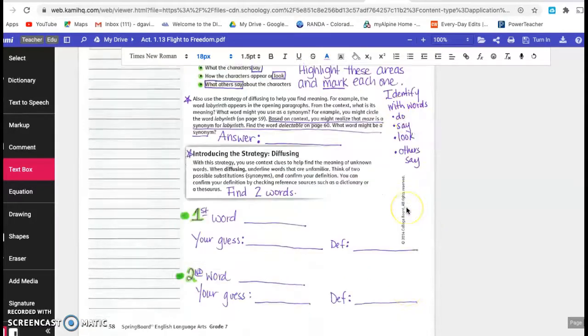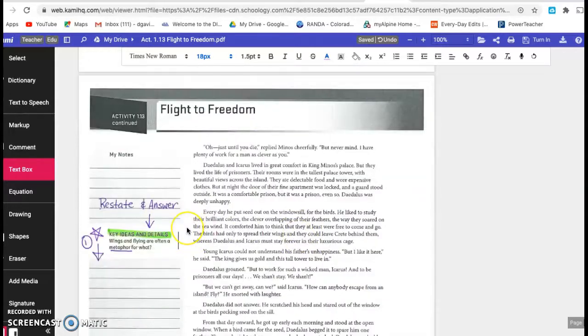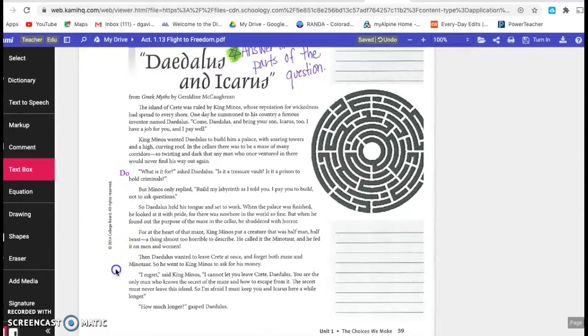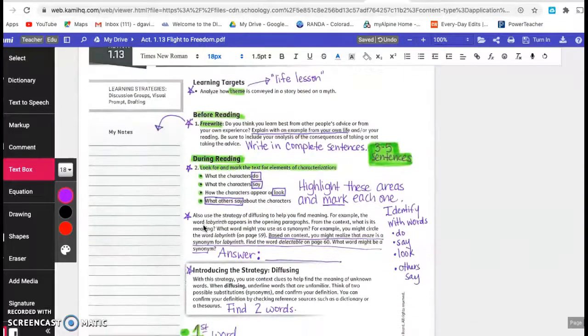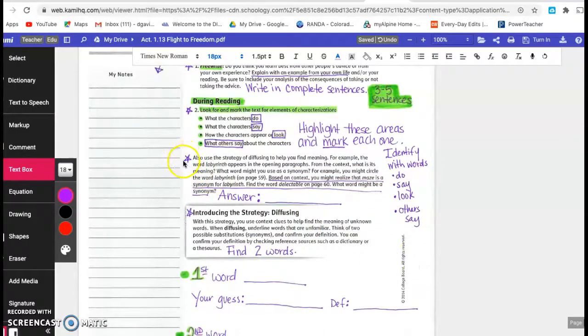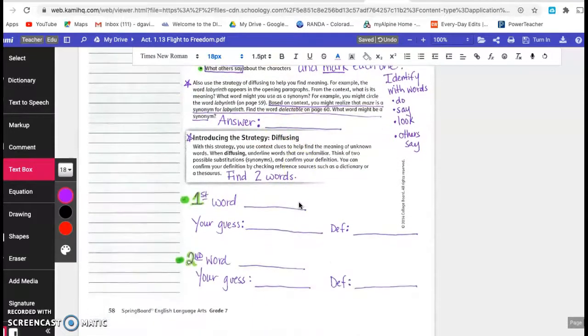If I find something where the character looks like or describing the character in my story, okay, I will put another one and simply write look. Okay, that is good enough for your notes on that. Not saying this is exactly what, that is just an example for you. All right, so make sure you're identifying those key parts during the reading with those words right here. All right, there is another star next to this question. Write your answer here. Okay, and then finally there is a last star that is introducing the strategy, which is diffusing.